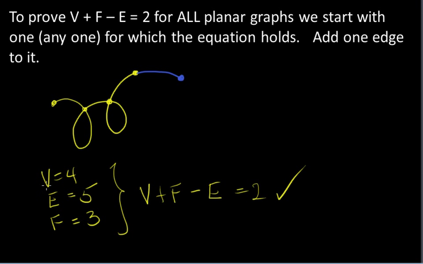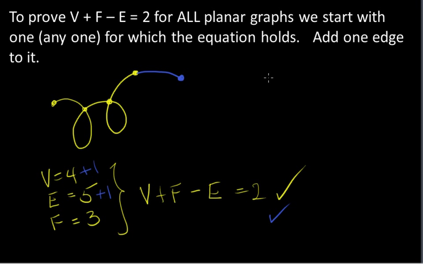Now what did this do? This increased our vertices by 1. We added a vertex and we added an edge. It didn't change the faces. So we still see that this is true in this case. 5 plus 3 is 8 minus 6 is 2. So if we added an edge in that way, the resulting planar graph still satisfies Euler's characteristic.